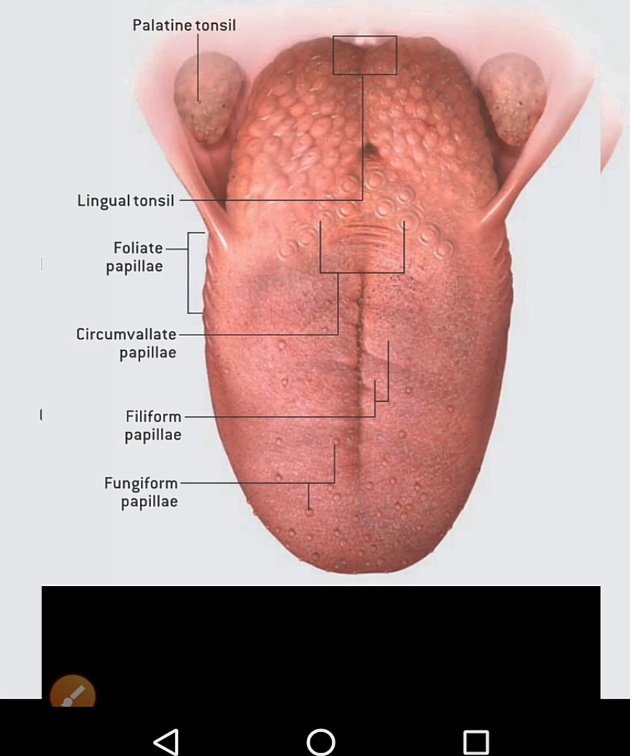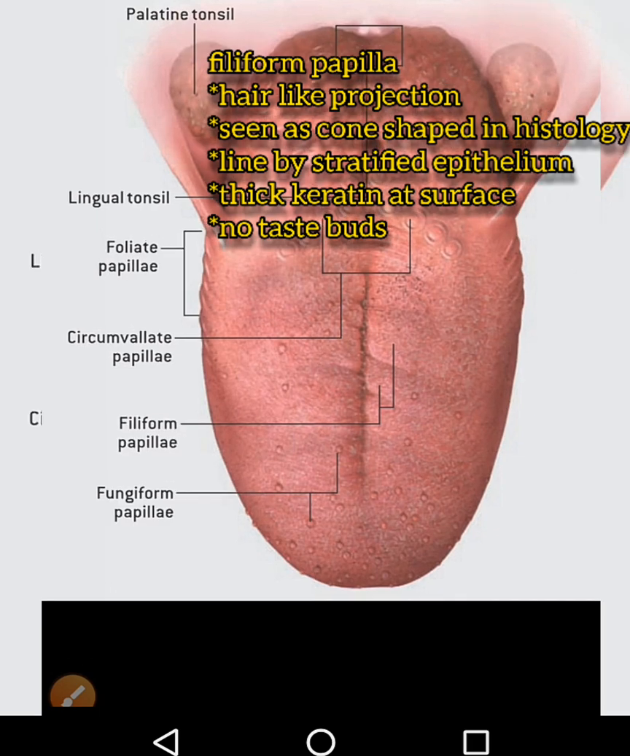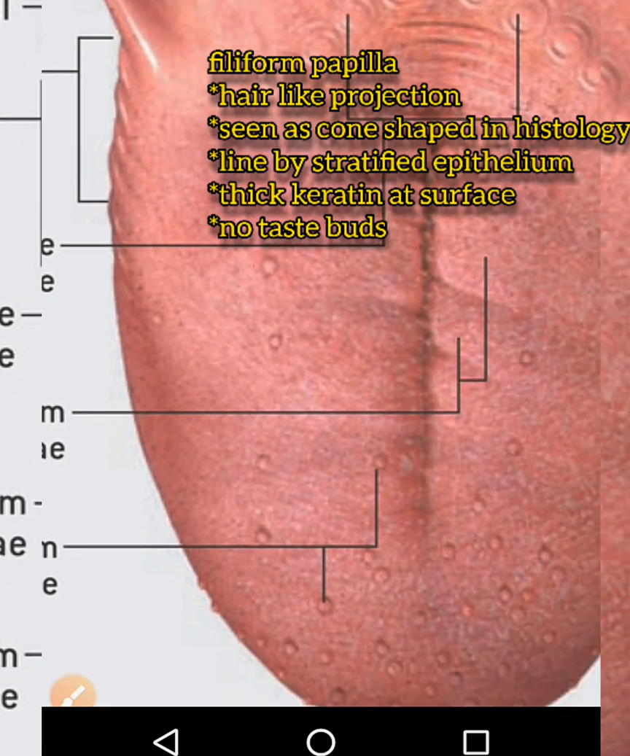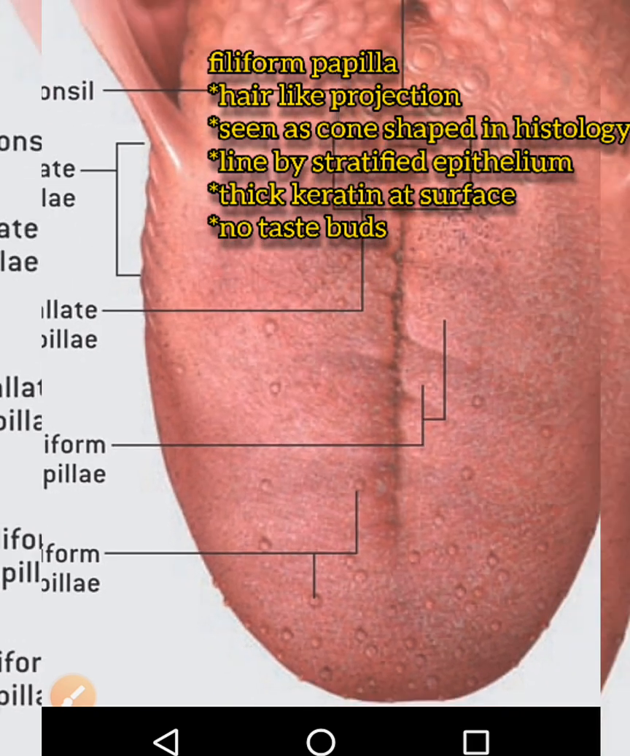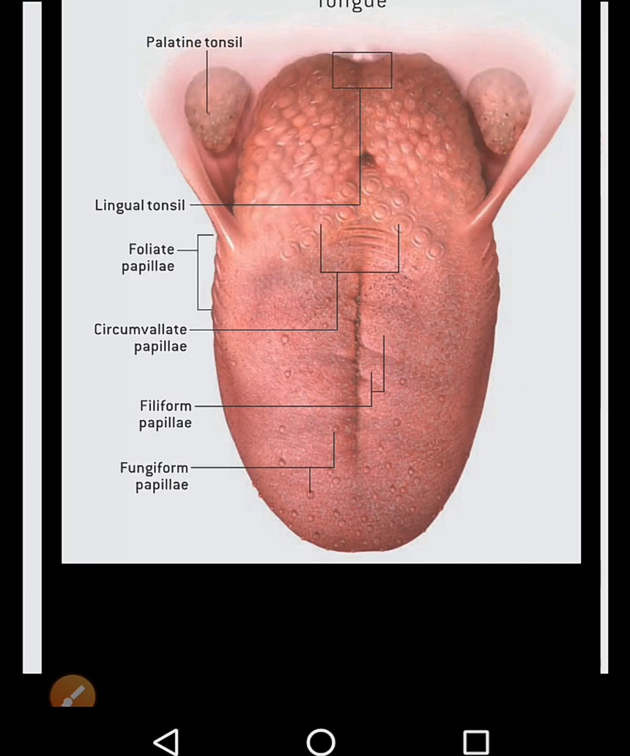Filiform papillae are the smallest of all the papillae. They are present as hair-like projections on the dorsum of the tongue. On the middle side there are a lot of filiform papillae, projected as hair-like follicles. In the histological section they are seen as cone shaped, lined by stratified squamous epithelium, and they have a thick keratin layer at the surface and do not have taste buds.